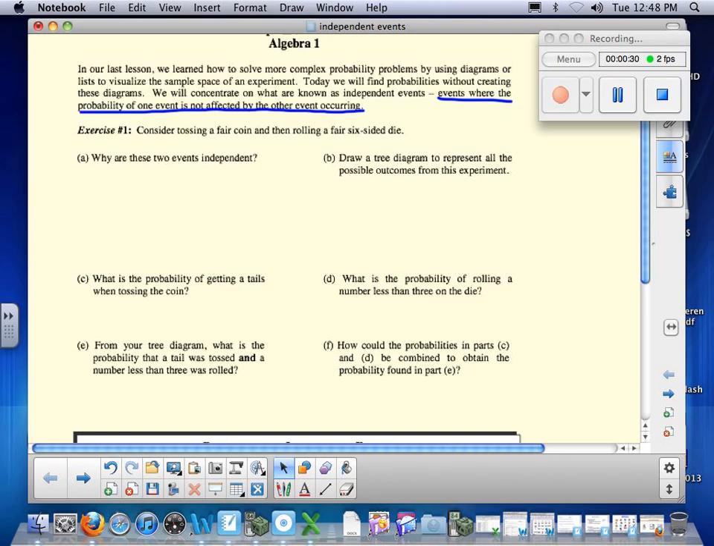Whether you had gym class today or not is completely independent of whether or not you had lunch. Two completely different events, not related. So, example number one, we have a fair coin and we also have a die. We're kind of familiar with this idea. Are these two events independent? Yes. Yes, why? One does not affect the other.